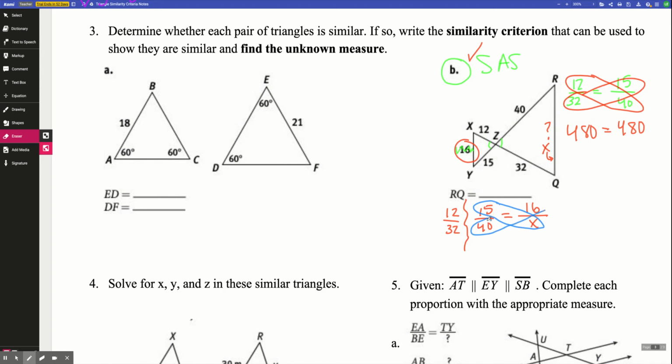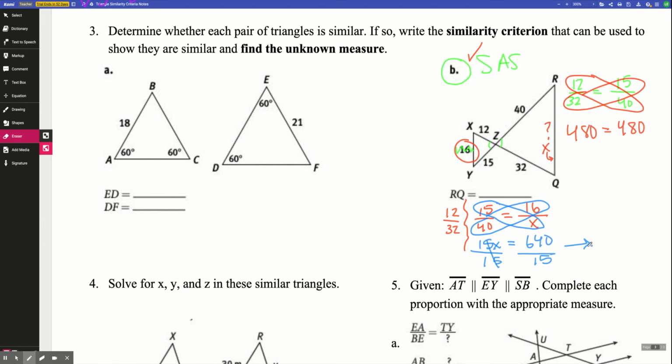Right, just using those fractions. You would get the same thing if you used the 12 over 32 fraction. It does not matter either way, okay? So I have 15 times x, which is just 15x, equals 40 times 16, which is 640. And then I have to divide by 15 on both sides.